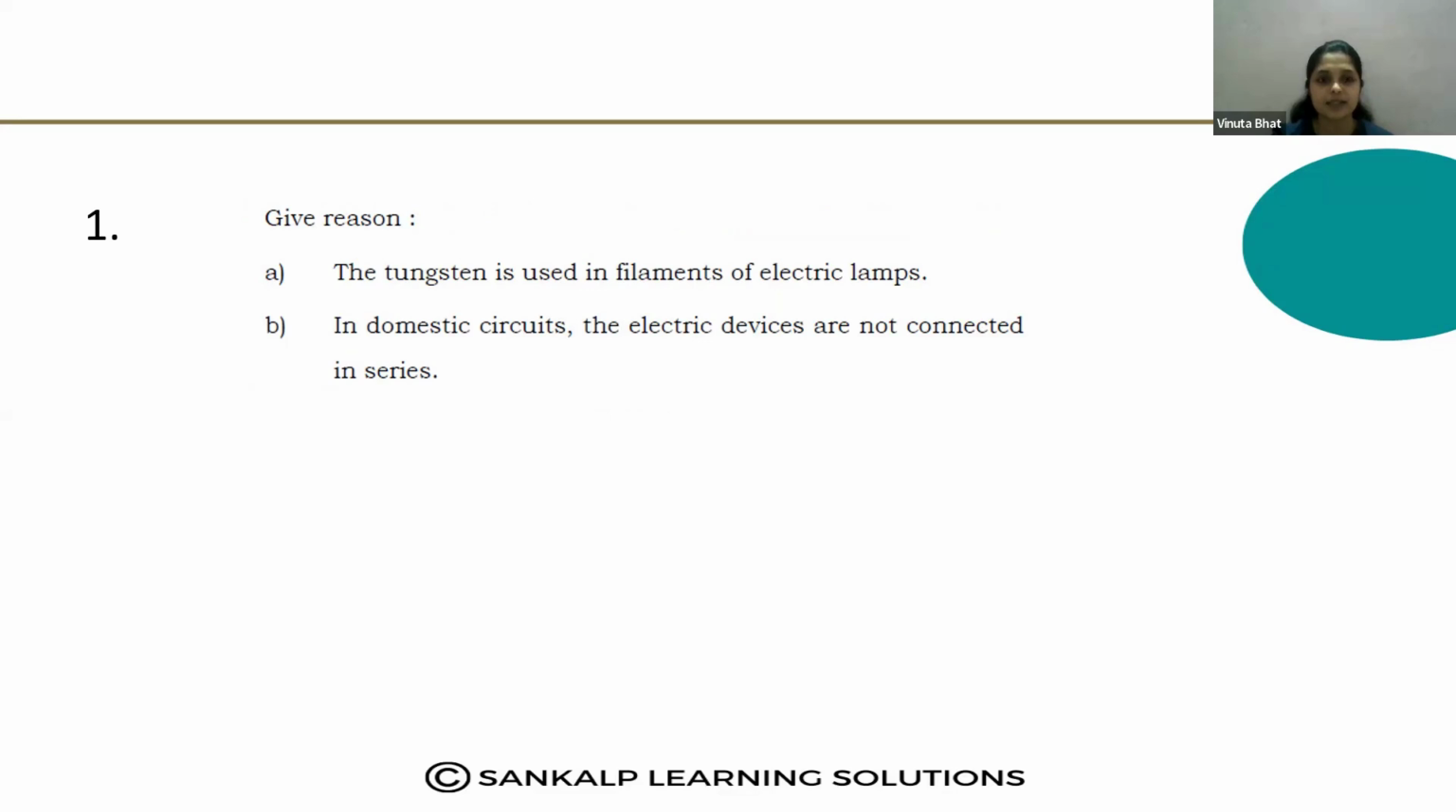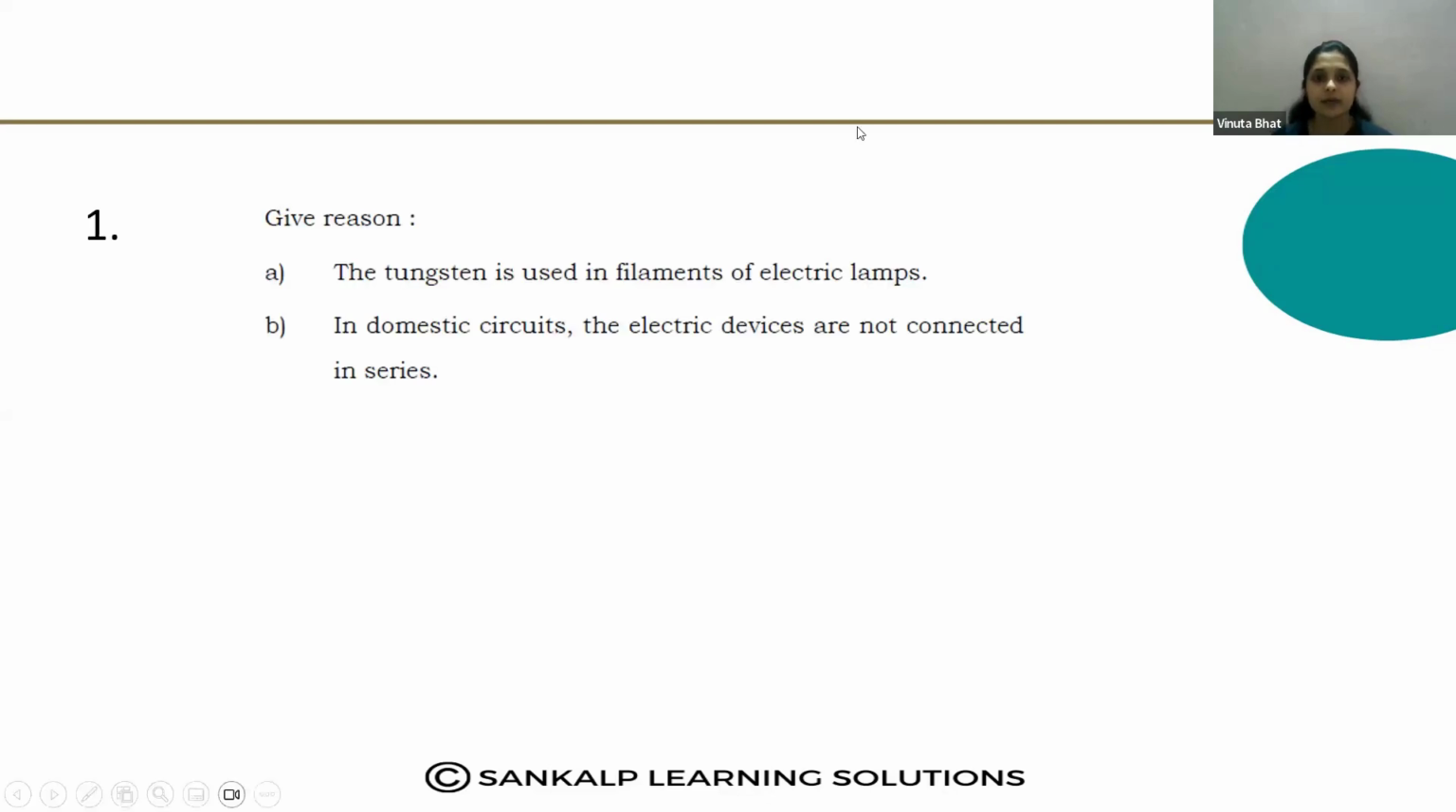Yes, next we are discussing the 2 mark questions. Let us start with the first question. Give reason: the tungsten is used in filaments of electric lamps. In domestic circuits, the electric devices are not connected in series. Here, these are the 2 mark questions. The tungsten is used in filaments of electric lamps. So this is the first question.